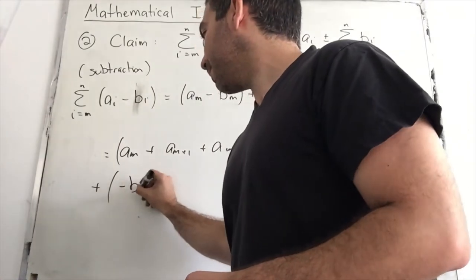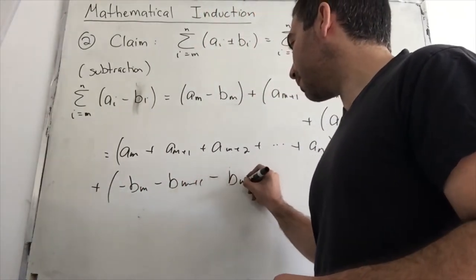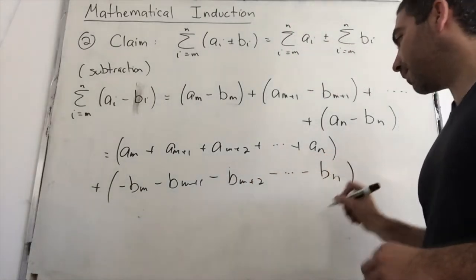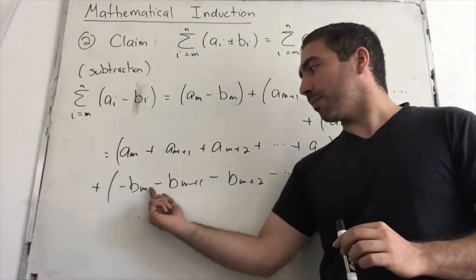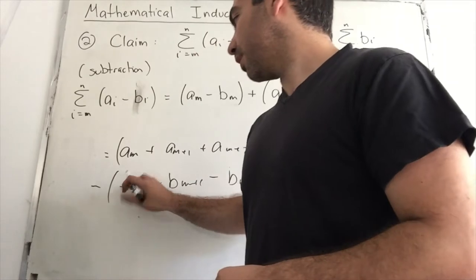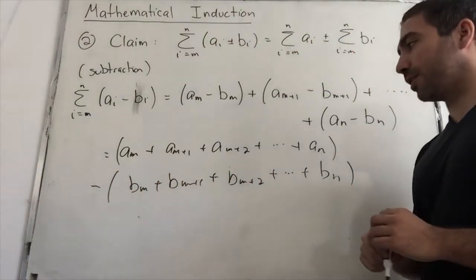So minus bm minus bm+1 minus bm+2 minus dot dot dot minus bn. Okay, and what we could do now is take out the minus and factor it out. So instead of a plus here, we get a minus. And all these are positives now. So factoring out a minus, all this turns positive.